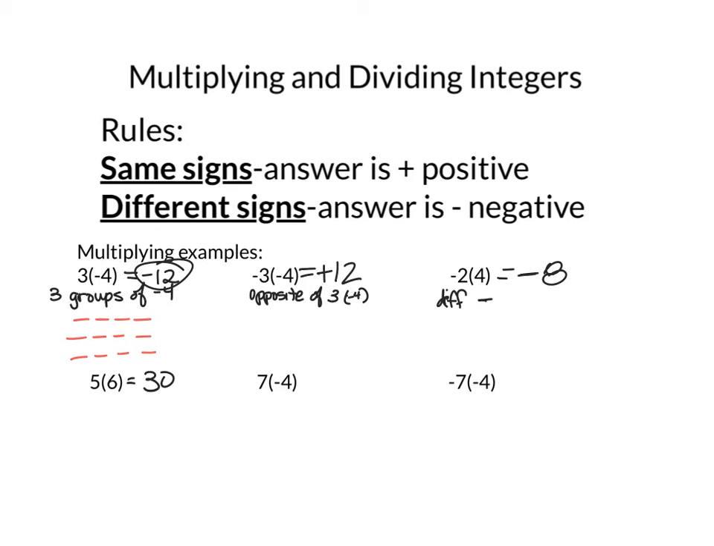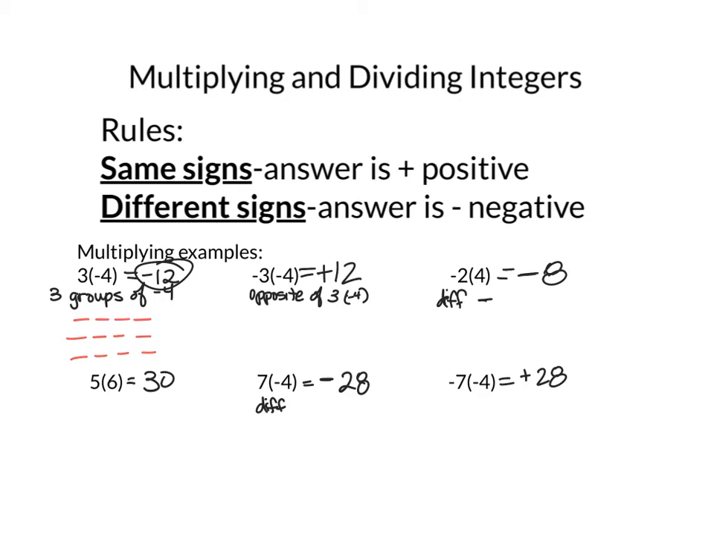7 times negative 4. Well, the signs are different. So the answer is negative, and 7 times 4 is 28. And negative 7 times negative 4, the signs are the same, so it should be a positive 28. Now we don't have to write the positive in front of the answer.